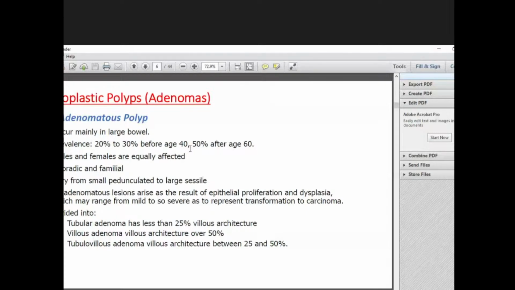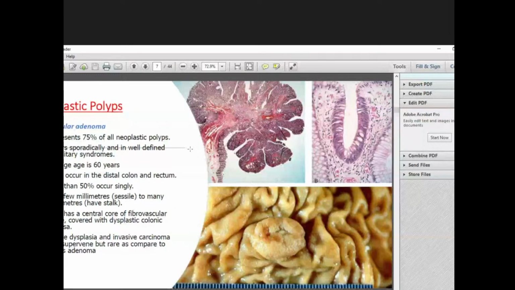So we go to the tubular adenoma. That's the most common type of adenoma. 70% of all neoplastic polyps are tubular adenomas. It occurs sporadically as well as in well-defined hereditary syndromes like HNPCC. As you see in our case, we found 3 tubular adenomas and 1 large carcinoma. The average age is around 60 years. 75% occur in the distal colon and rectum, like the rectosigmoid, sigmoid colon, or the descending colon.